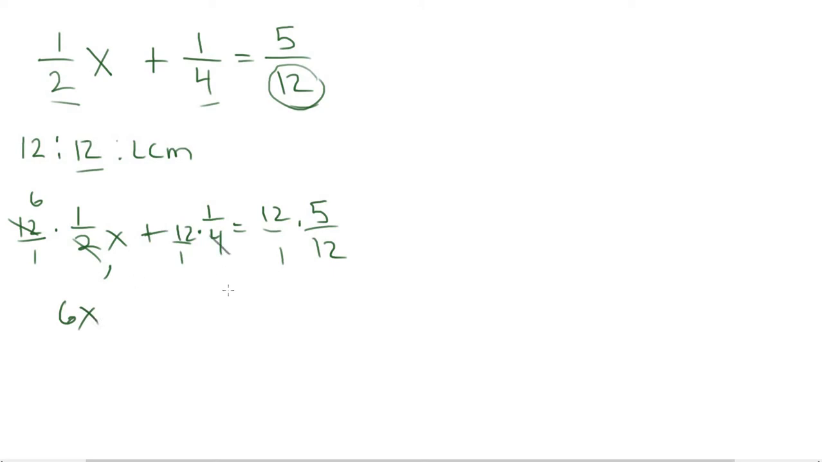Okay, same here. 4 goes into 4 one time, 4 goes into 12 3 times. 3 times 1, 3 over 1 is just 3. So that equals, same here, cancel 1, cancel 1. 5 times 1, 5 over 1 is just 5. So we see we have a new equation, 6x plus 3 equals 5. That's a lot easier to handle than what we started out with.